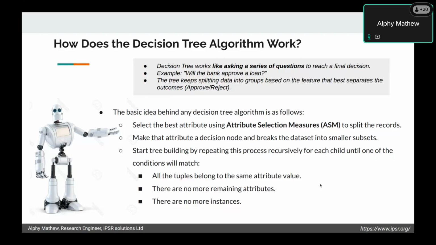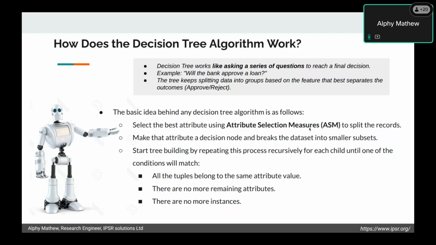sometimes based on income, sometimes on credit score, sometimes on age, etc. So how exactly does this algorithm build the tree? First, the model looks at all the features in the data set and tries to find the best attribute to split the data. Then how is this best attribute found? This is done using something called attribute selection measures, that is ASM. There are many attribute selection measures available, such as the Gini index, entropy, and information gain. In our session, we will be seeing entropy and information gain.